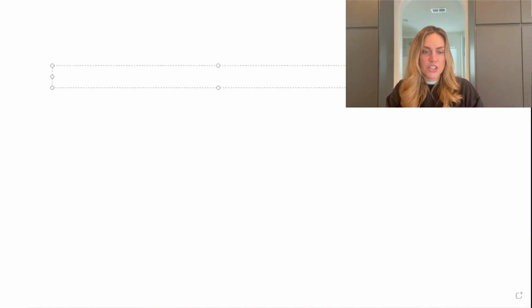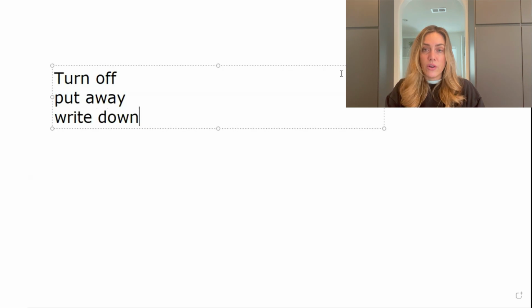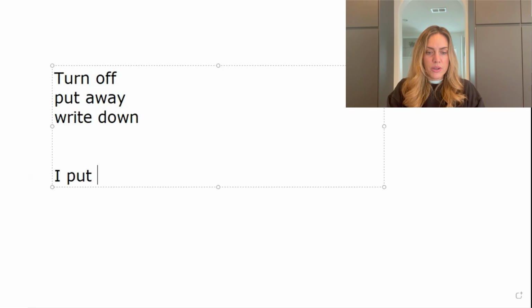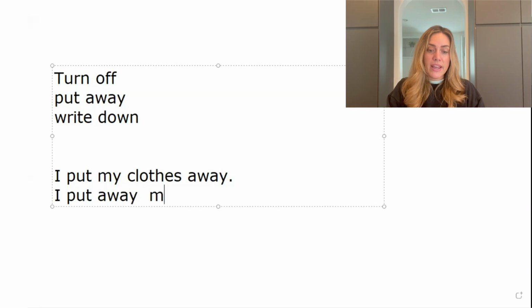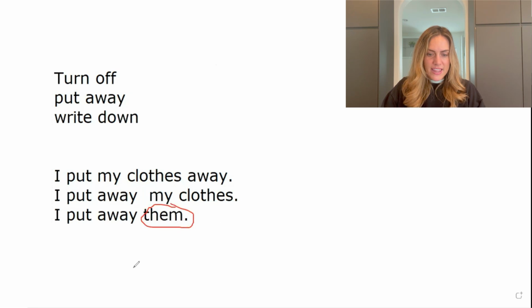So here's another example with the ones we looked at. Turn off, put away, and write down. Okay, we already saw write down. What about put away? I put my clothes away. We can do that. I put away my clothes. We can do that. I put away them. My clothes is plural, so the pronoun is them. This is not okay. We can't do that, but we can say I put them away. You can't leave the pronoun at the end, okay?